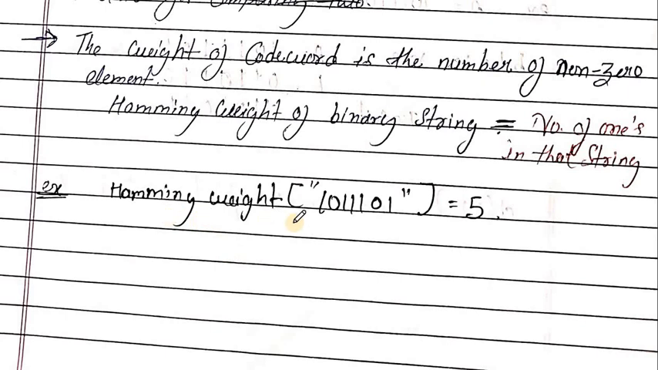Okay, then Hamming bit. What is the Hamming bit? The Hamming bit is the number of ones. If in any binary string the number of ones contained is called the Hamming bit. Here there are 5 ones, so the Hamming bit is 5.